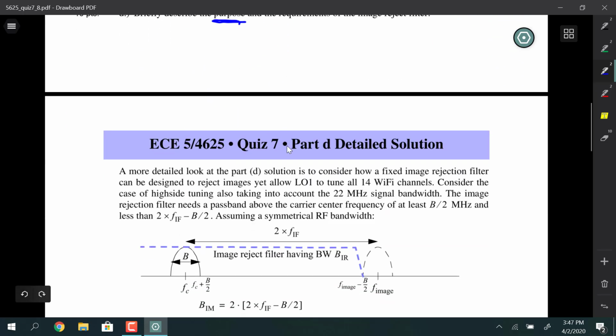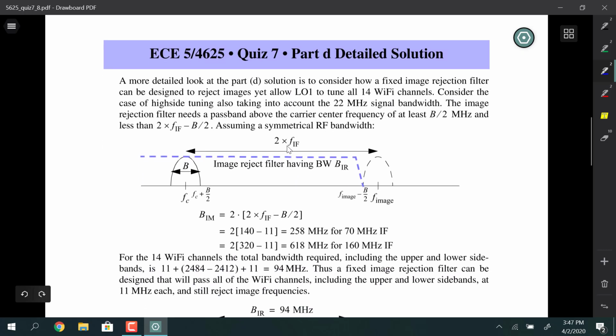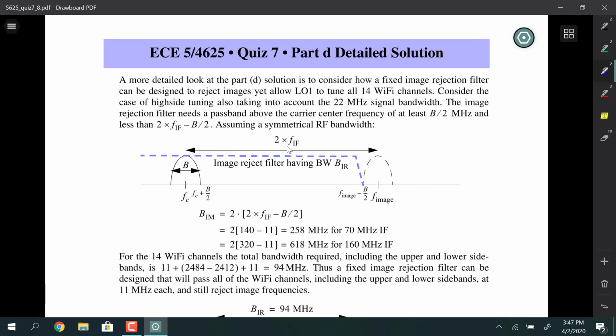So let's just go over here and look at how this would pan out. When I originally wrote this problem, I created a more detailed solution just to satisfy curiosity, because we use Wi-Fi so much, I want to understand how that works and why it doesn't always work. So here's a more detailed look at what the image rejection filter would have to do. And I haven't looked at this for a while.